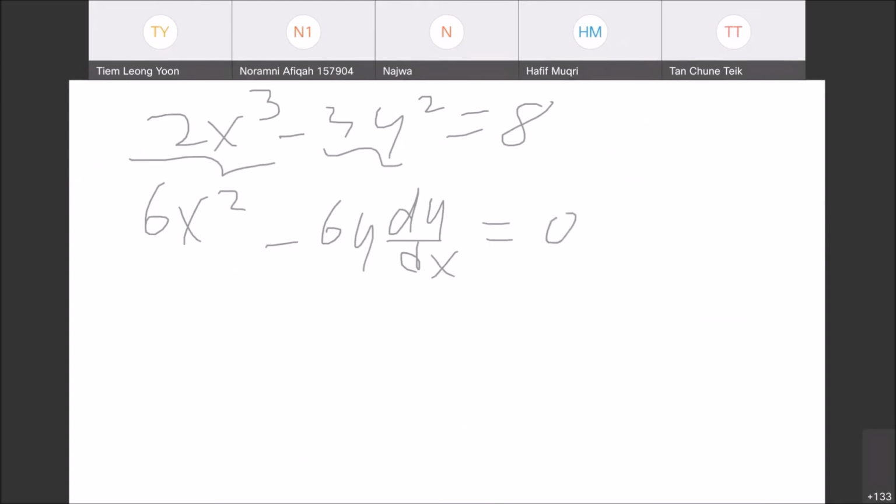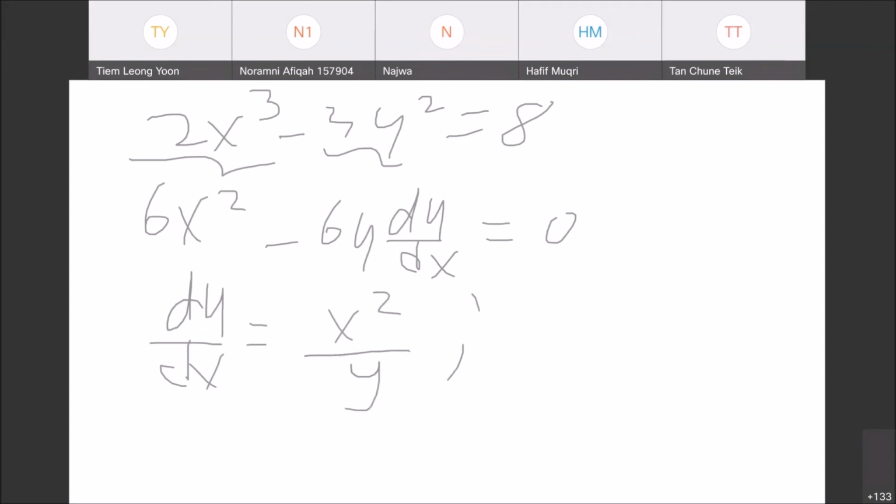Right, so this is straightforward. Just write it down, then I make some rearrangement. My dy/dx, I take it to the right so that the minus sign becomes a positive sign. Then what's left is x squared over y. So that is my dy/dx.